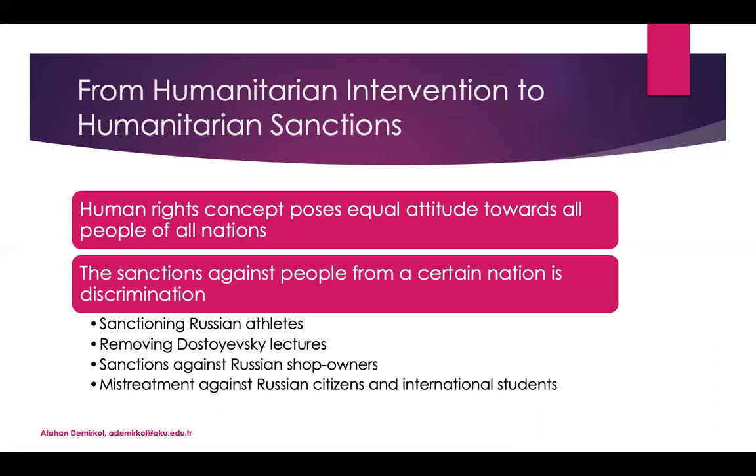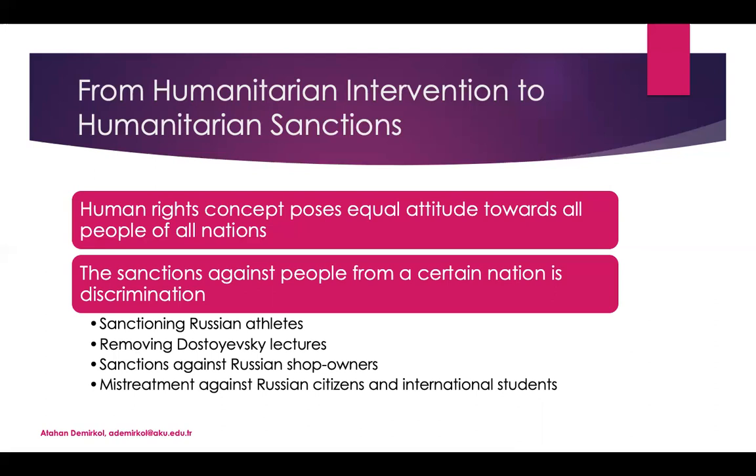So in the last example, we see that there are some sanctions for Russian people, not for the Russian government, like sanctioning Russian athletes, or removing Dostoevsky lectures in a university in Italy, or sanctions against Russian shop owners, or mistreatment against Russian citizens as international students in other countries, like the students in the US or in Europe. They have, in some cases, occasionally seen some discrimination against them because they were not allowed to go into classes because they were Russians.